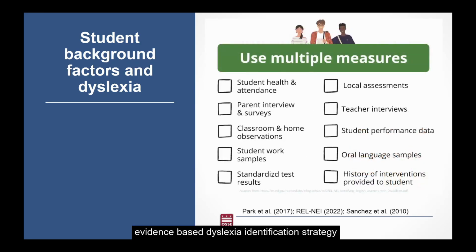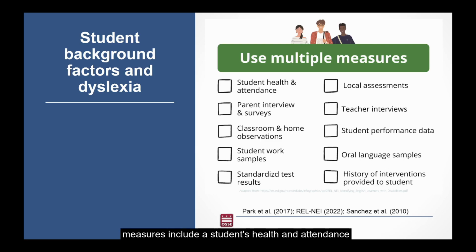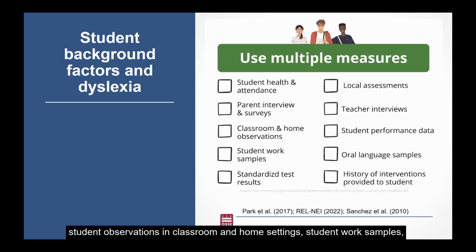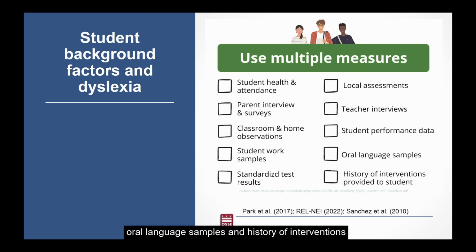The second evidence-based dyslexia identification strategy for supporting students who have English language and learning variations is using multiple measures. Measures include a student's health and attendance, interviews and surveys with a student's parent/family, student observations in classroom and home settings, student work samples, standardized test results, local assessments, teacher interviews, student performance data, oral language samples, and history of interventions that have been provided to the student.